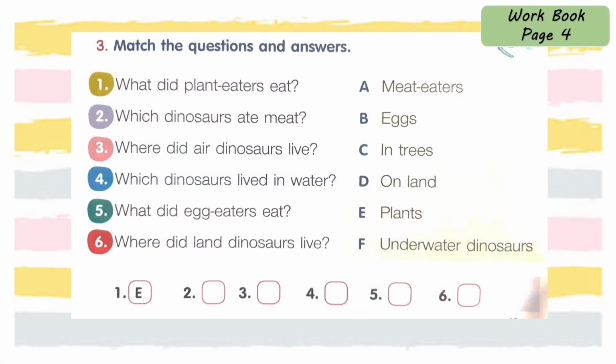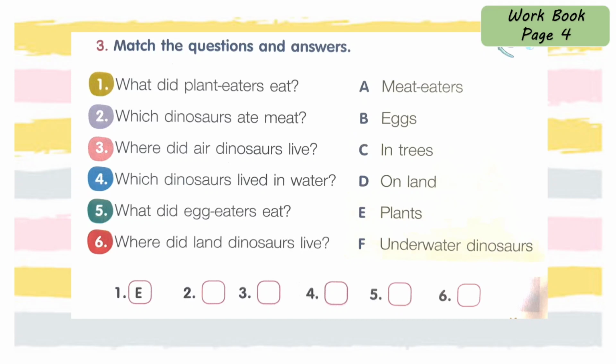I want you to open your workbook on page 4 and let's check the activity that you answered. So the instruction is match the questions and answers. You're going to write your answer in the box below. Number 1 was already answered for you. What did plant eaters eat? The answer is letter E, plants.